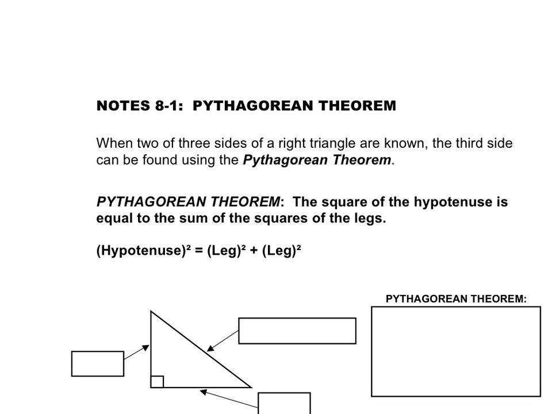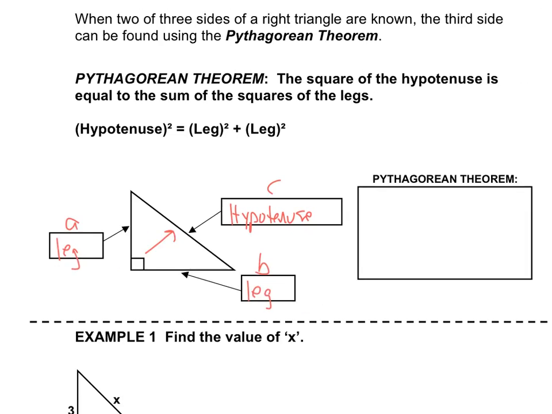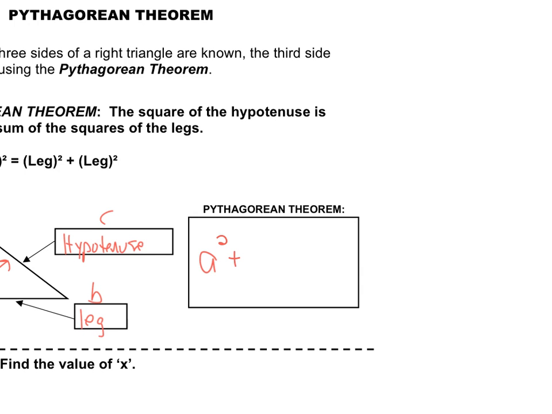The exact definition of the Pythagorean theorem is the square of the hypotenuse is equal to the sum of the squares of the legs. So let's look at this triangle right here. The hypotenuse, guys, is always directly across from the 90-degree angle. So we have the hypotenuse. And the other two sides that are touching the 90-degree angle are the legs. And basically, we call the legs A and B and the hypotenuse C. So the Pythagorean theorem is A squared plus B squared equals C squared.